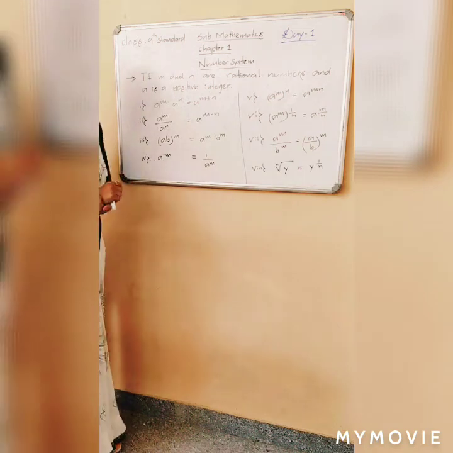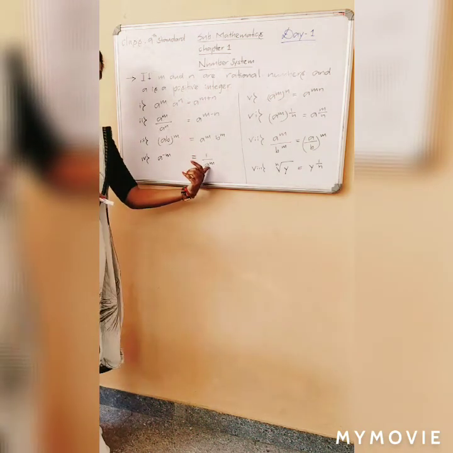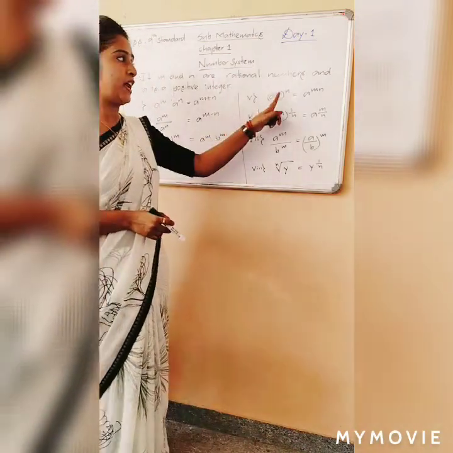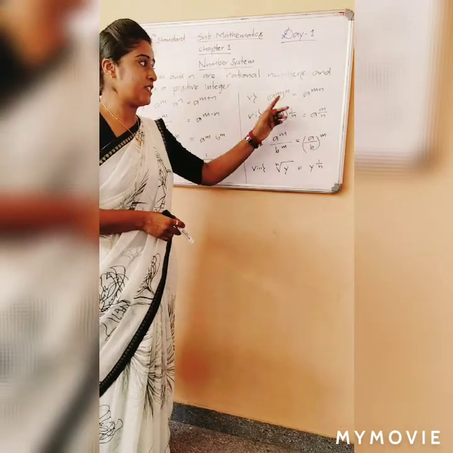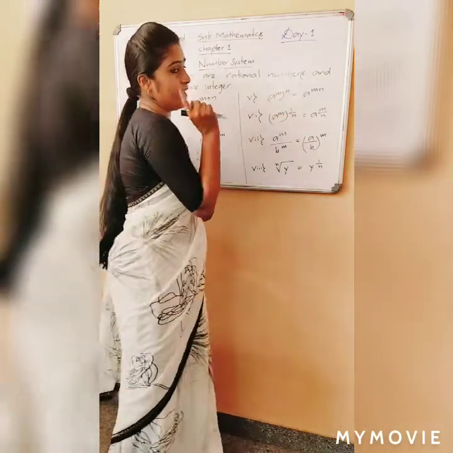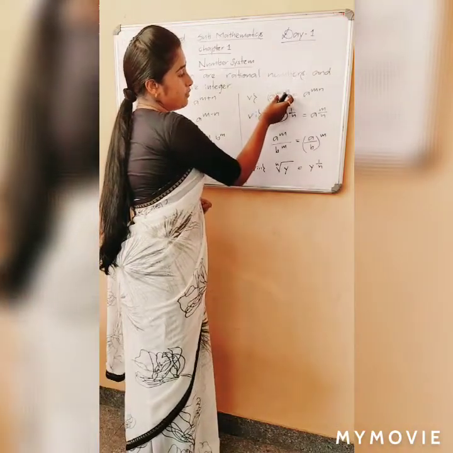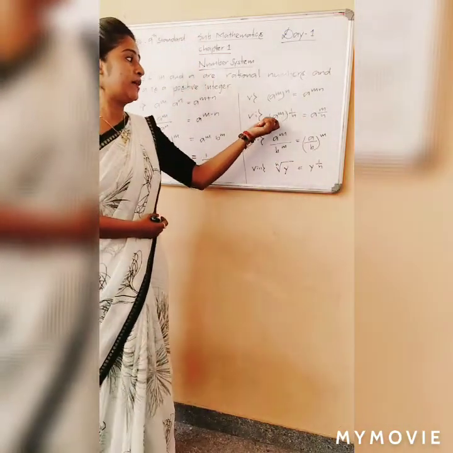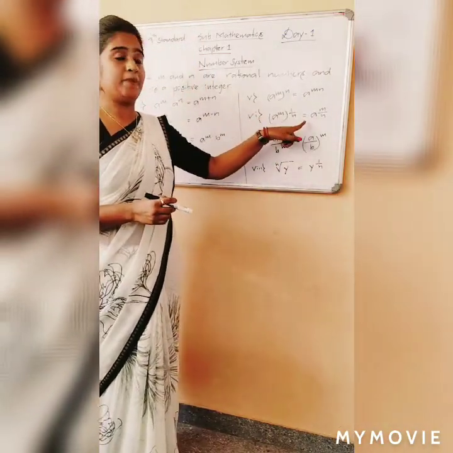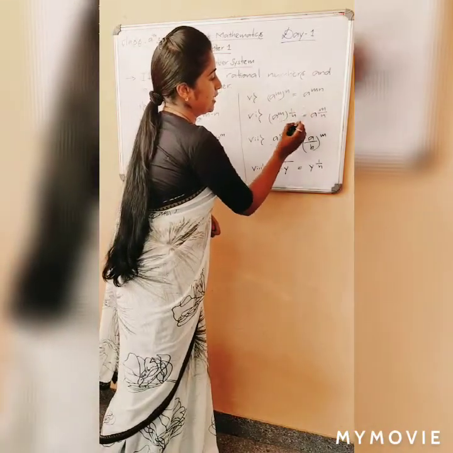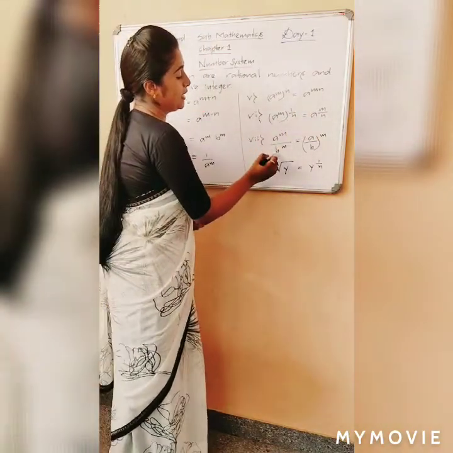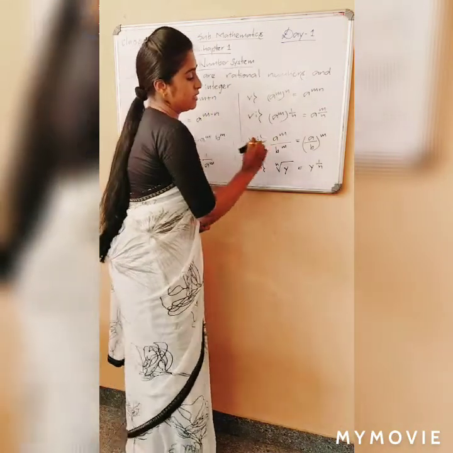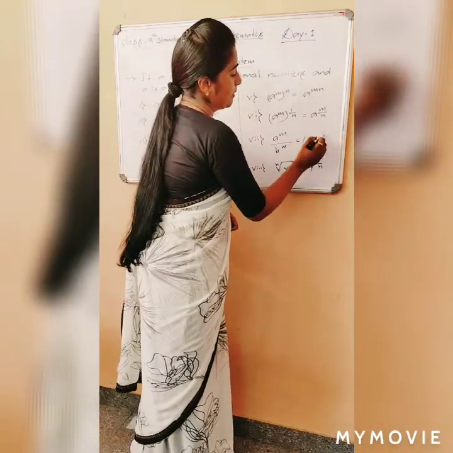Suppose a power minus m can be written as 1 by a power m. In the same way, a power m whole power n can be written as a power m into n, since we have a single base, the different powers are going to be multiplied here. In the same way, a power m whole power 1 by n can be written as a power m by n. In the same way, a power m by b power m. If you observe, we have two different bases with a single power. Therefore, we can write it as a by b whole power m.